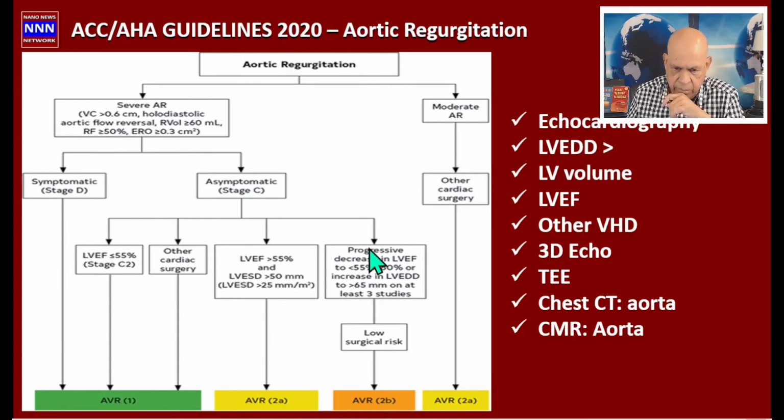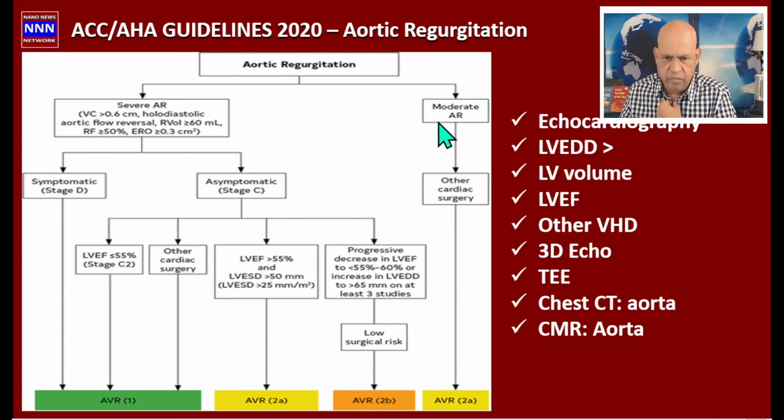The same patients, if they have a reduced ejection fraction between 55 to 60% and an increase in left ventricular end diastolic diameter of 65 millimeters on 3 studies. I'm talking about this one, greater than 65 millimeters on 3 consecutive studies. If that's the case, then if he's a low surgical risk, you consider aortic valve replacement.